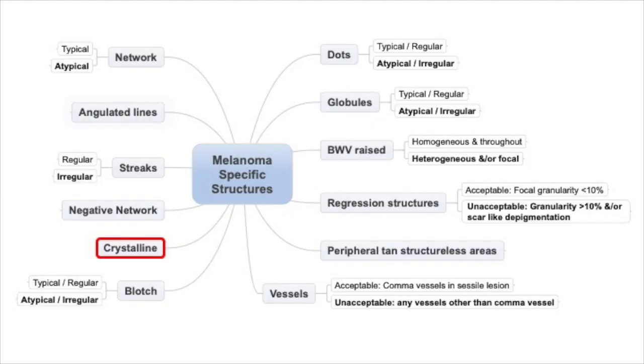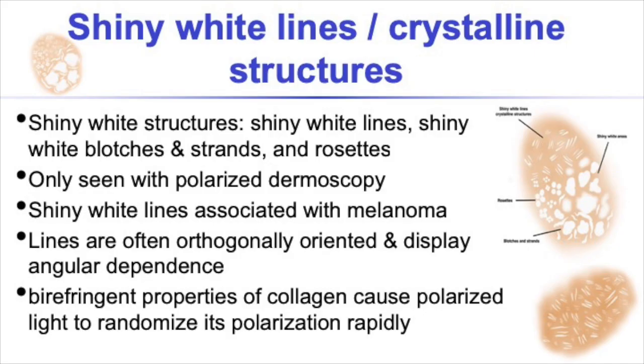Okay, crystalline structures, that's the old term. The new term is shiny white lines that you see with polarized light. We have already encountered shiny white structures with polarized light. We saw the rosettes, right, in our keratinizing tumors. We saw the blotches and strands in our basal cell carcinoma. Now we have a third structure, which are these little white lines that are often oriented parallel and orthogonal to each other. And that's the structure that we're talking about, so these shiny white lines.